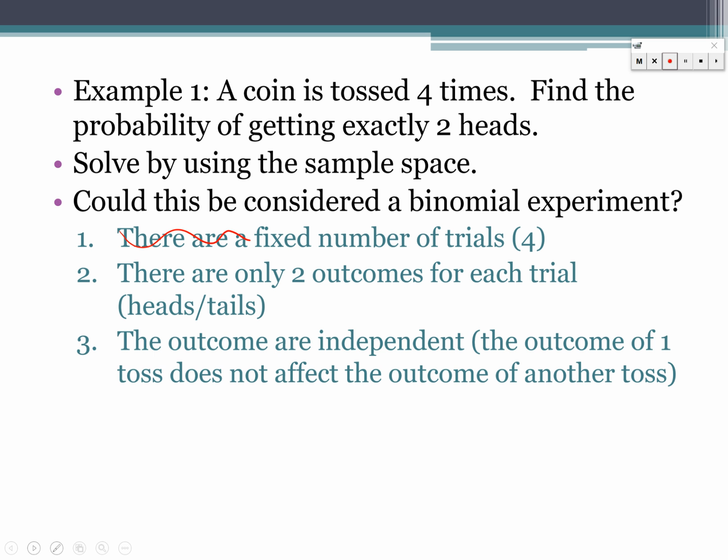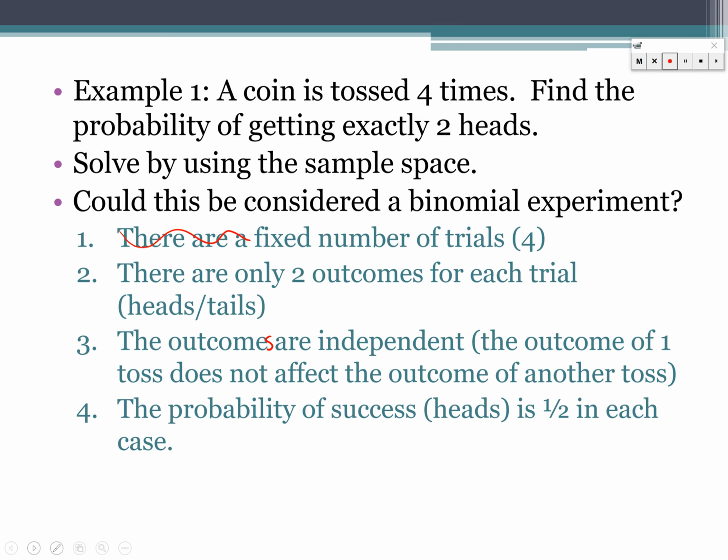The outcomes are independent. So when I flip that coin the first time, whatever it lands, heads or tails, that in no way, shape, or form affects the outcome of the next toss or the next one or the next one. So they are independent. And then again, it goes hand in hand. Since they're independent, that means the probability of success, in this case heads, is going to stay the same for each trial. It's always going to be 1/2.